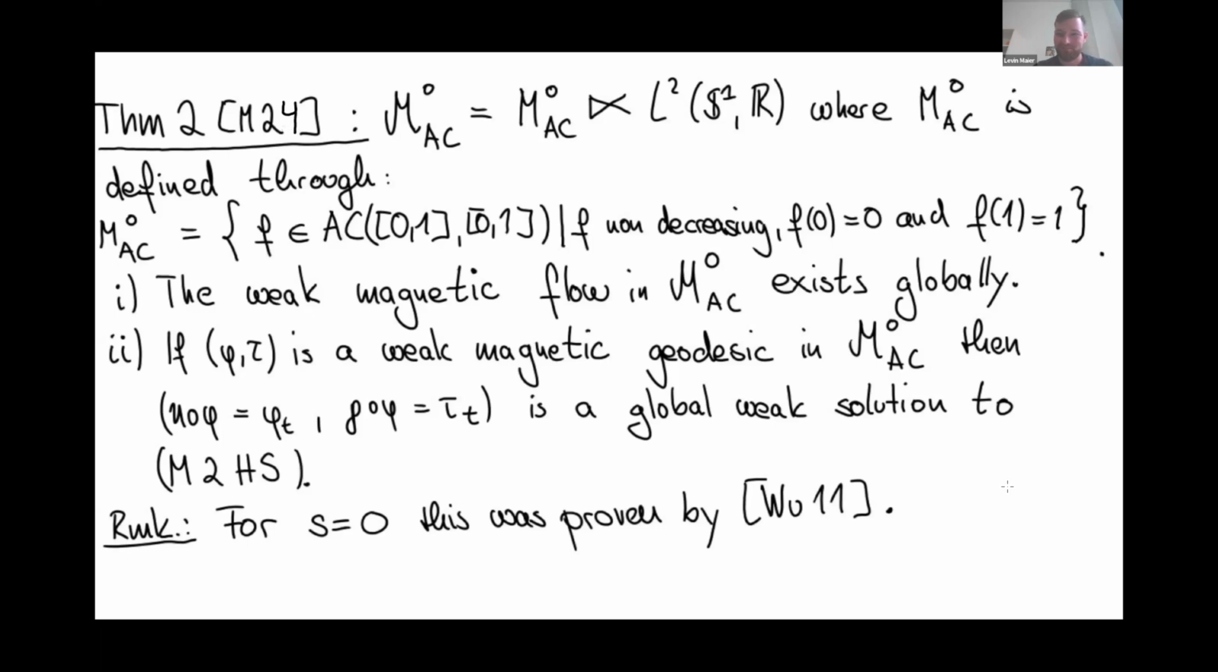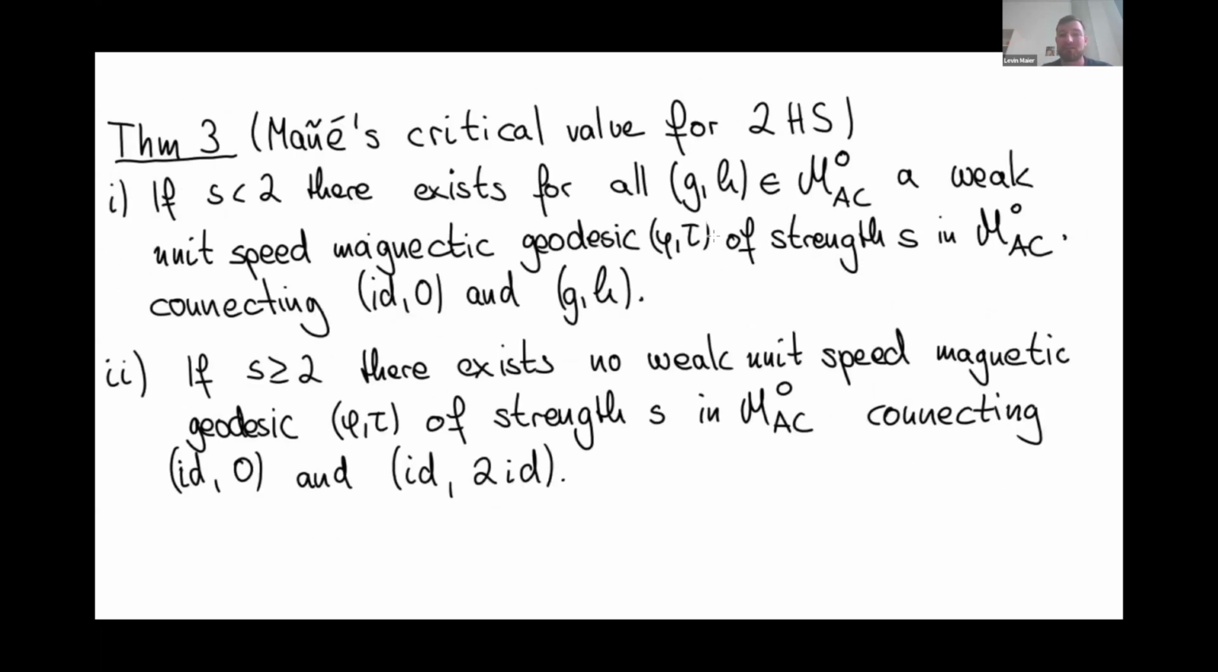That's quite nice. With that in mind, we now go to Mañé's critical value for the two-component Hunter-Saxton system. The first part of the theorem: if S is less than 2, there exists for all (g, h) in M0 a weak unit speed magnetic geodesic phi(tau) of strength S in M0 connecting the identity (0) and (g, h). That corresponds in the picture before to: you can connect the yellow orbit to all points in S3 with a magnetic geodesic if the magnetic field is not so strong, so less than 2.